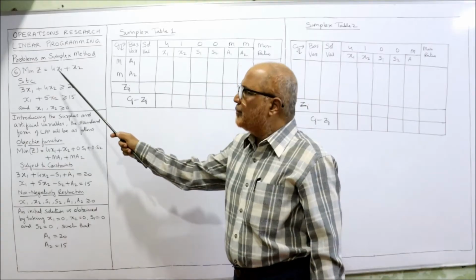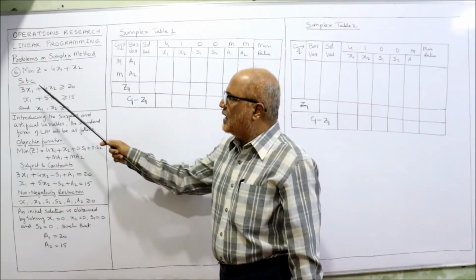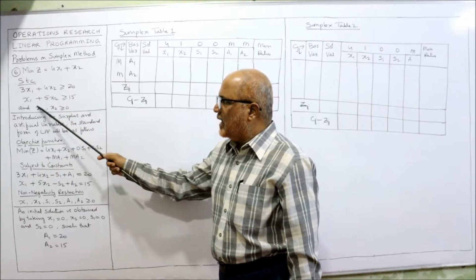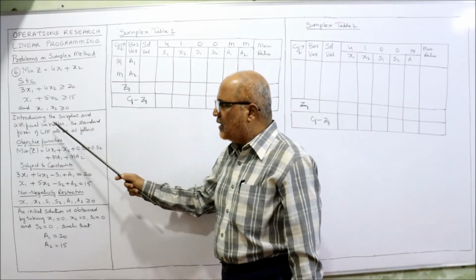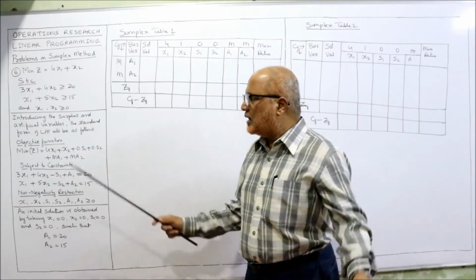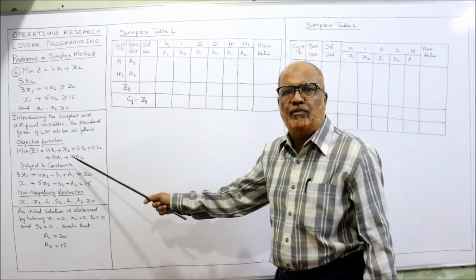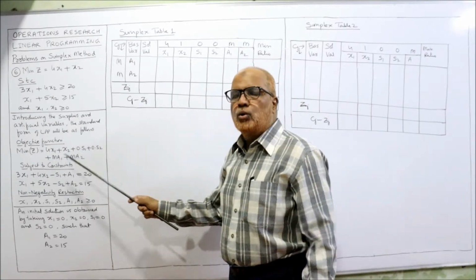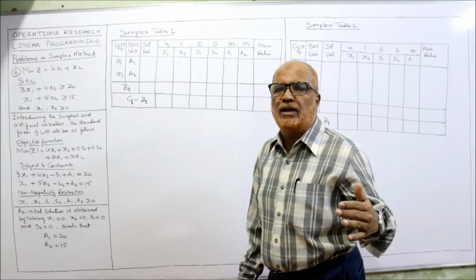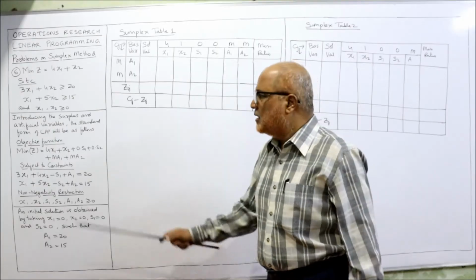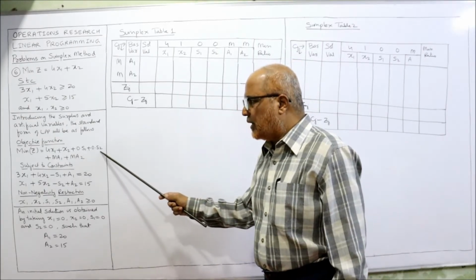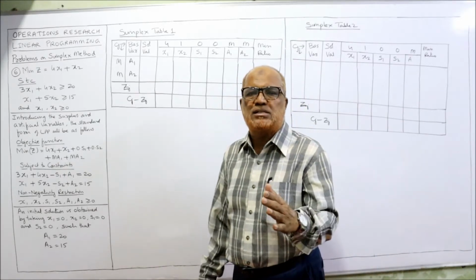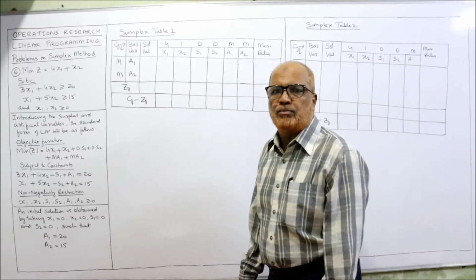So this is the problem given. Minimize z 4x1 plus x2 subject to constraint 3x1 plus 4x2 greater than equal to 20, x1 plus 5x2 greater than equal to 15. And introducing the surplus variable and artificial variable, the standard form of LPP will be as follows. Objective function 4x1 plus x2. To this we add the surplus variable with 0 coefficient. So 0 into s1 plus 0 into s2 plus Ma1 plus Ma2. Already we have done the same thing in the last 2 problems also.